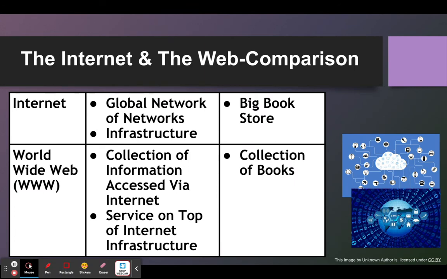So here we have a little bit of a comparison between the internet and the World Wide Web. As you can see, I've compared it to a bookstore, like Barnes and Noble. So think of the big bookstore, Barnes and Noble, as the internet. It has a whole bunch of networks or books or categories as an infrastructure. The World Wide Web is a single collection of books, like fiction, nonfiction, biography. So it's a collection of information accessed via the network for a specific collection, and it's a service on top of the internet infrastructure.